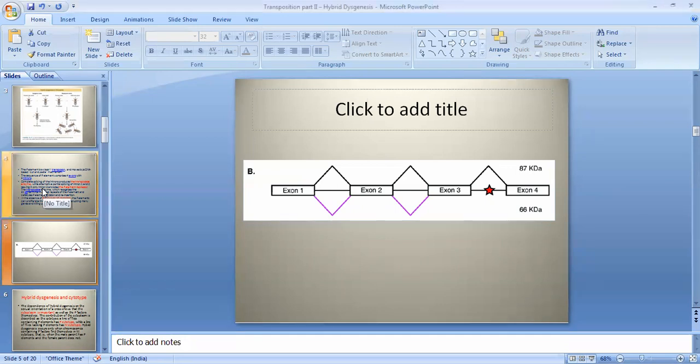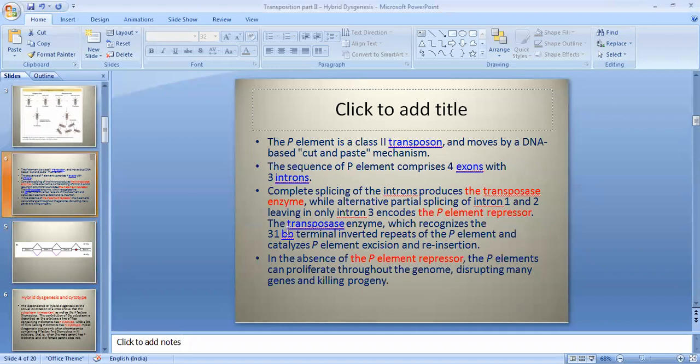Now, again, as I said, complete splicing of introns produces the transposase enzyme, while alternative partial splicing of intron 1 and 2, leaving in only intron 3, encodes a repressor molecule, the P element repressor molecule. It's a smaller peptide. Then, what does the transposase cause? What is the function of the transposase?